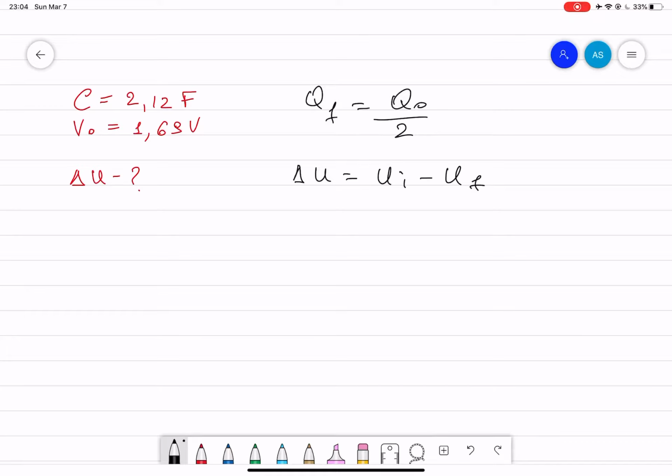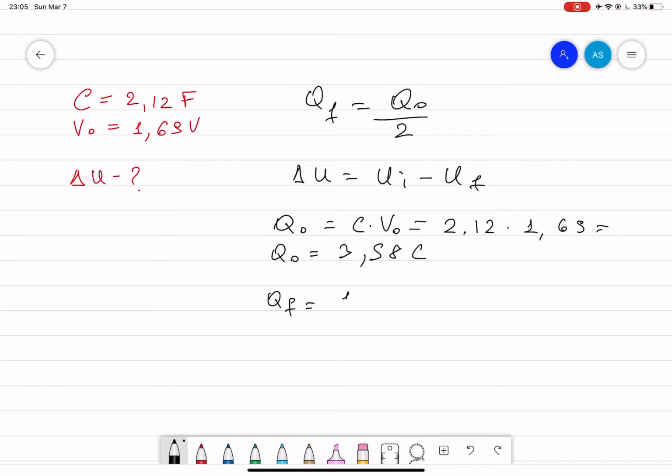Now first of all, let's find out what was the initial charge. Now Q initial charge is equal to C times V initial, right? So if you plug the numbers, 2.12 multiplied by 1.69, then you should get that Q initial will be equal to 3.58 coulombs.